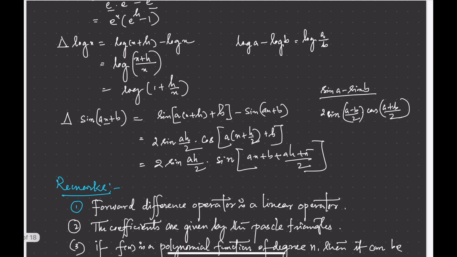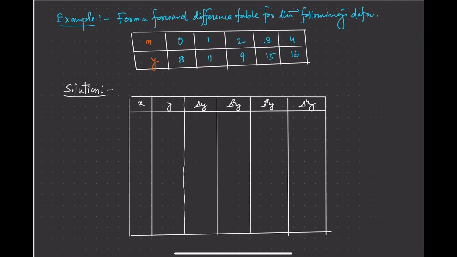Now I'm going to add another page. Now we are given one example. Form a forward difference table for the following data. Here x value is given to us and y value is also given to us. So for 0 value, here it is 8. For 1, it is 11. For 2, here it is 9. For 3, it is 15. For 4, it is 16. So this is a solution. Now we are going to put those values.